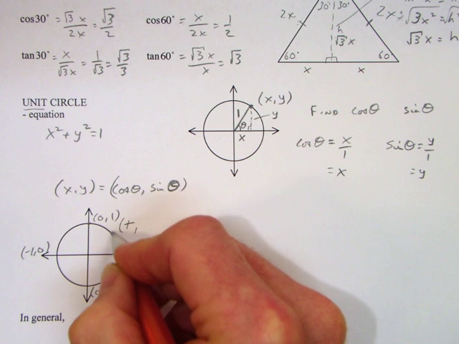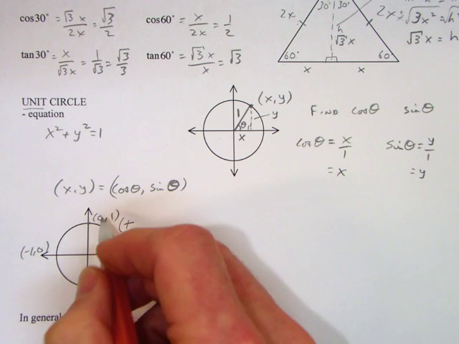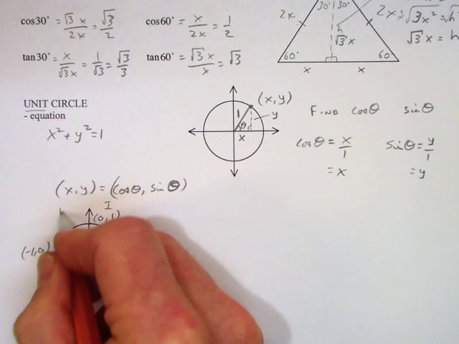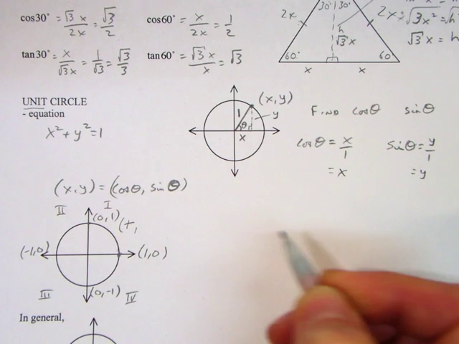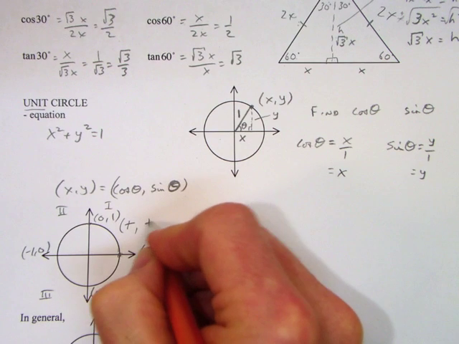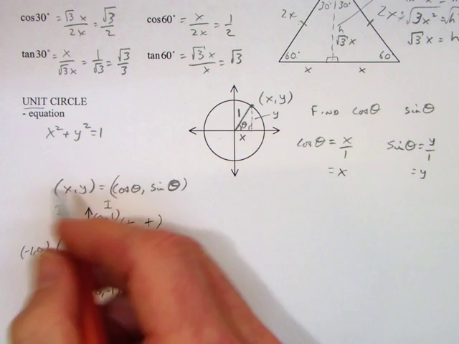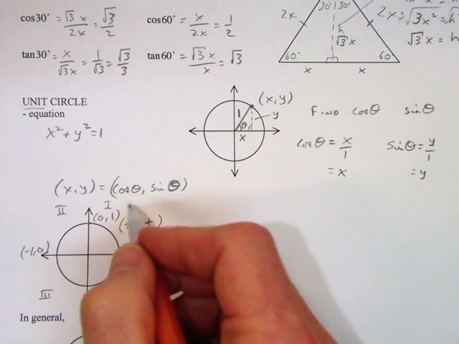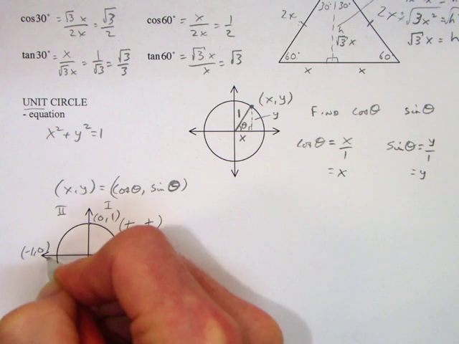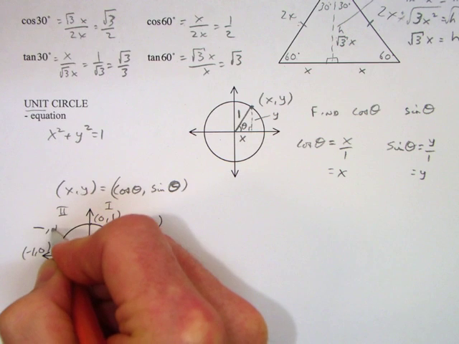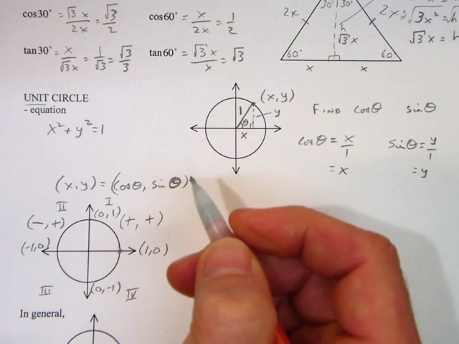What can you say about the sine values in the first quadrant? Remember, this is first quadrant, second quadrant, third quadrant, fourth quadrant. The sine values are also positive. What about in the second quadrant? What can you say about cosine? Well, the x values over here, those are negative, and the y values are positive.